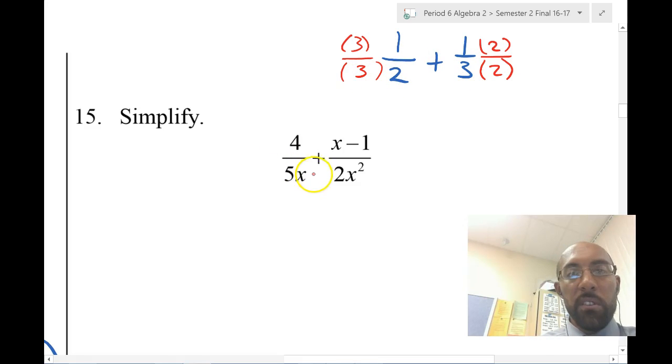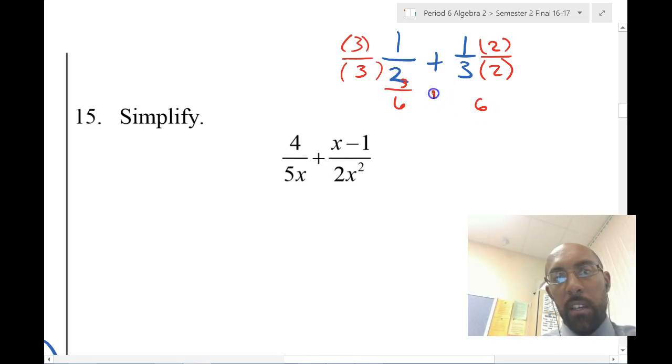Okay, so I'm going to use the same idea here. I want these two denominators to be the same, because here they would end up being both 6. So 3 over 6 plus 2 over 6. And then I could add them together, 5 over 6, right?